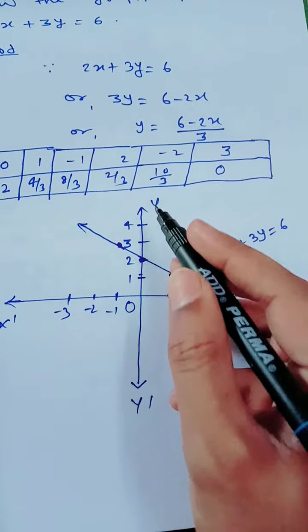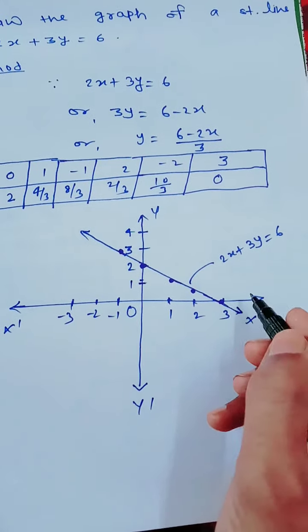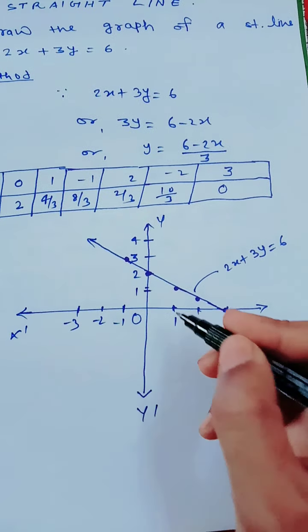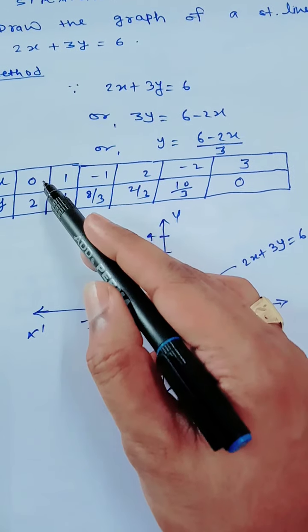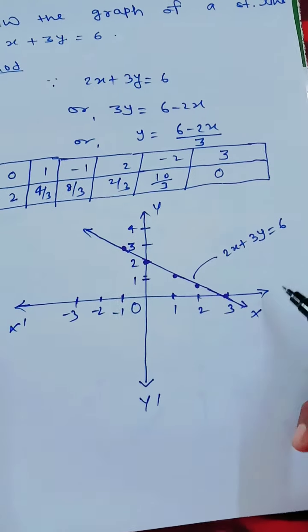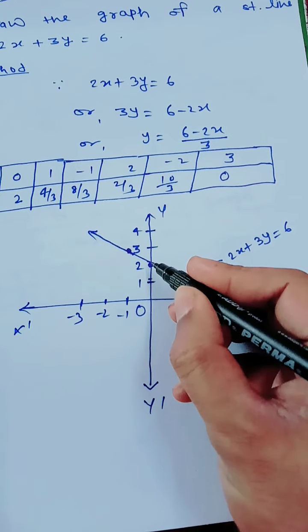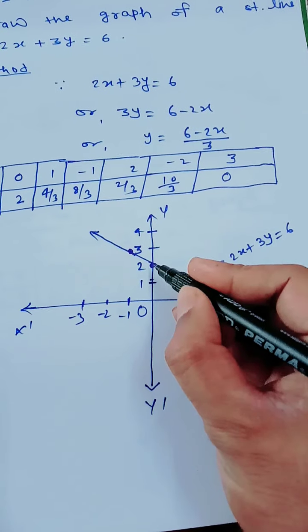Here is a plane. This is the x-axis, this is the y-axis, this is the origin. First we locate the point (0, 2). (0, 2) means x is 0 and y is 2. So this point is (0, 2).